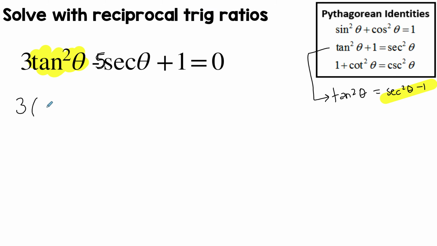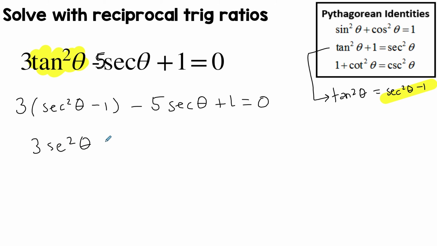So I'm left with 3 brackets secant squared theta minus 1 minus 5 secant theta plus 1 equals 0. Expand and simplify. So once you do that, you will get 3 secant squared theta minus 5 secant theta, and then plus 1. Okay, so this will expand to 3, negative 3, and then, not plus 1, minus 2. Rookie mistake.